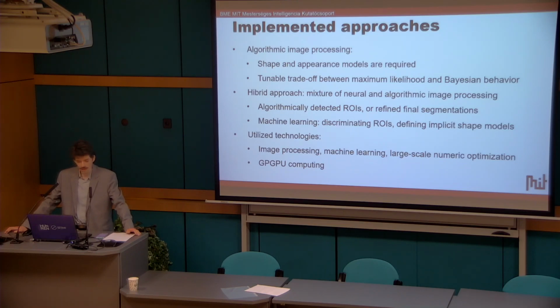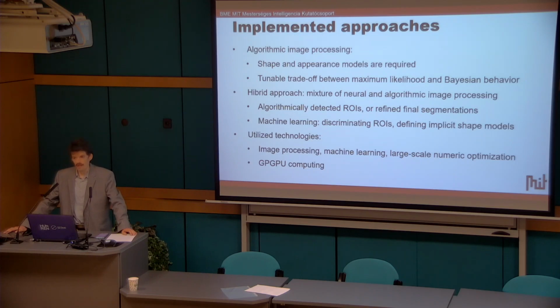About the main aspects of our implemented approaches, we utilized algorithmic image processing in every subproblem. In this kind of algorithms, we always tried to use shape and appearance models. And one of the most important facts of these algorithms is that we usually get tunable parameters to tune the trade-off between maximum a posteriori and maximum likelihood behavior of our algorithm. What does it mean? In order to get robust methods, we must use a priori models, which is closer to the Bayesian behavior. But in order to get fine segmentations, we must produce high-quality segmentations, which require mainly maximum likelihood methods.